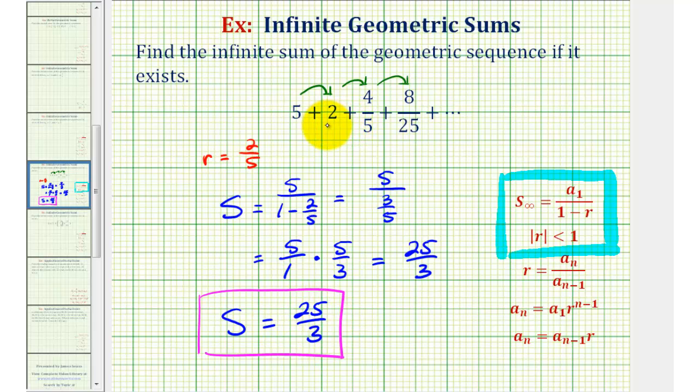So even though this sum is infinite, it is equal to 25/3, but notice how each term in the series is getting smaller and smaller, approaching 0, which is the reason why we're able to find this infinite sum of the geometric sequence. Let's take a look at a second example.